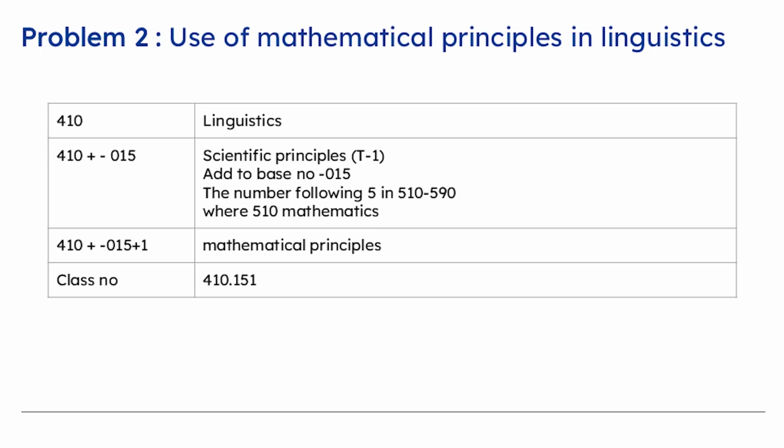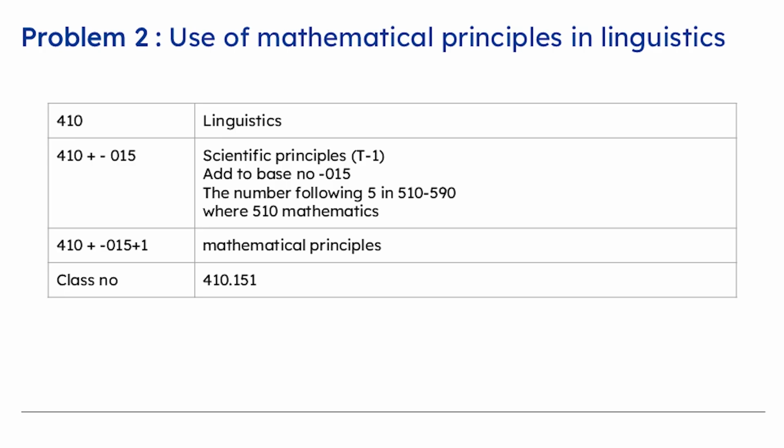Anyway, as it is linguistics, it will come as 410. If there is a book such as theory of linguistics, the class number will be simply 410. But as we have a case such as the use of mathematical principles in linguistics, then we have to further divide. We have to further think, what to think? That is mathematical principles, applications of mathematical principles.